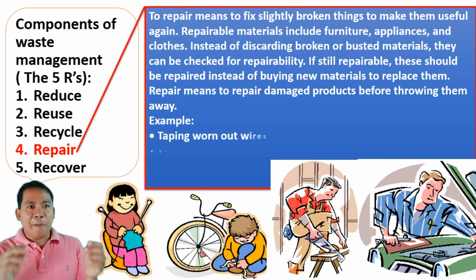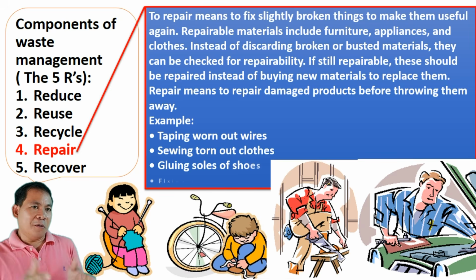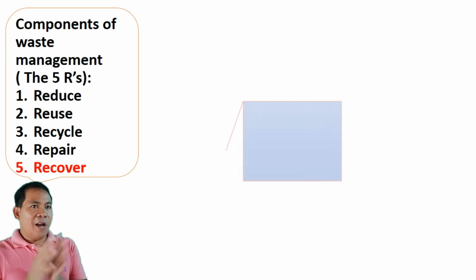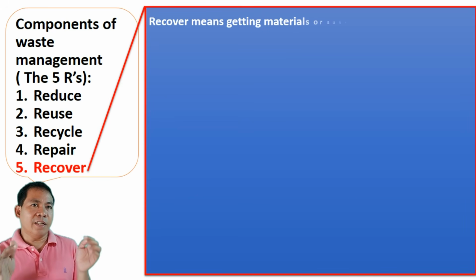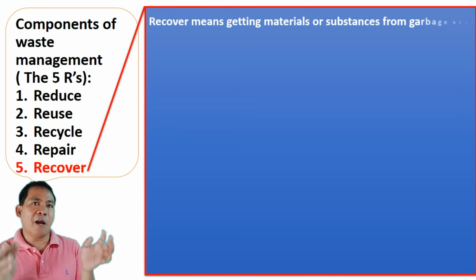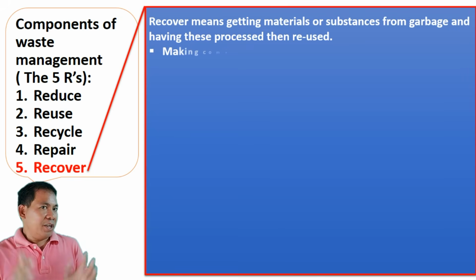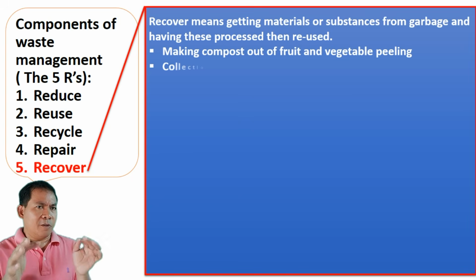Examples: taping worn out wires, sewing torn clothes, gluing soles of shoes, fixing bicycle wheels. And number 5, recover. Recover means getting materials or substances from garbage and having this processed then reused. Making compost out of fruit and vegetable peelings.